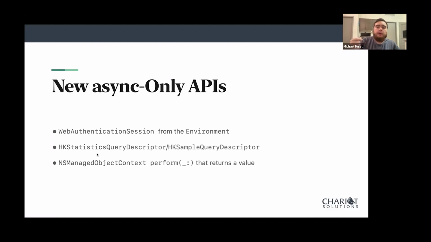So if you are loading data off of a managed object, you don't have to make another nested structure to dispatch onto the main queue. You can just return from your call to perform and then get it back and work with it however you want on whatever queue you were on before. Really handy. Great. Okay. So cyclomatic complexity is way down, much easier on my brain.